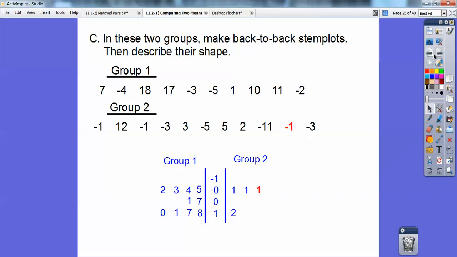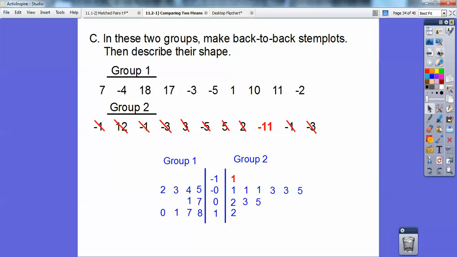So I can keep order, I wanted to go from smallest to biggest, so I didn't have to erase or move things around. You can just cross them off as you go along. Here's that -3, here's the other -3, here's the -5. Then there's the 2, the 3, the 5, and that -11 right there.